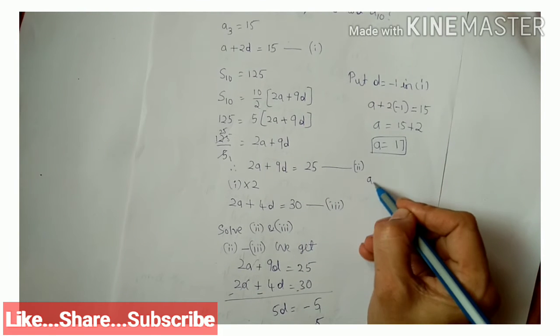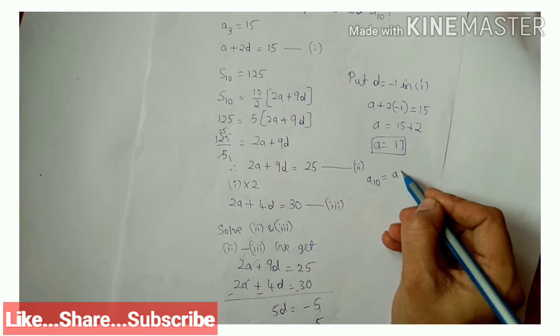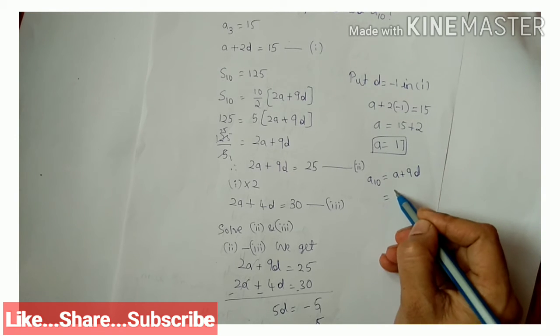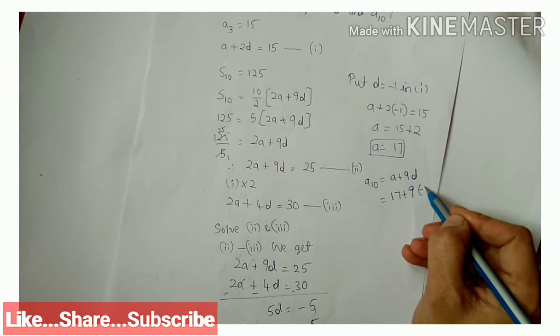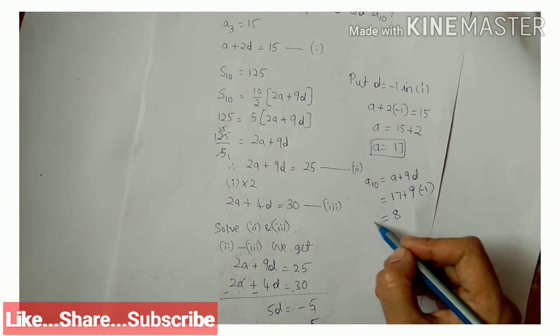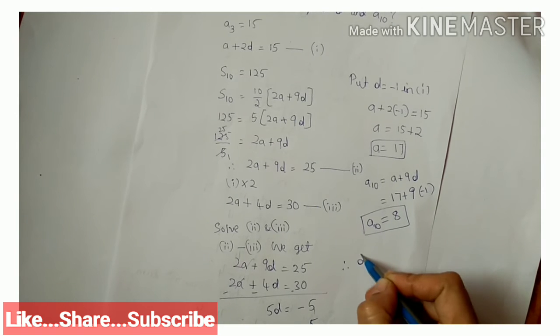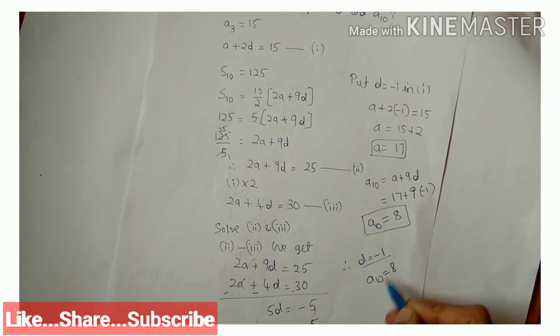A10 is equal to a plus n minus 1 into D, a plus 10 minus 1 into D, 9D. A17 plus 9 into D value minus 1, 17 minus 9, 8. A10 is 8. Therefore, D is minus 1, A10 is 8.